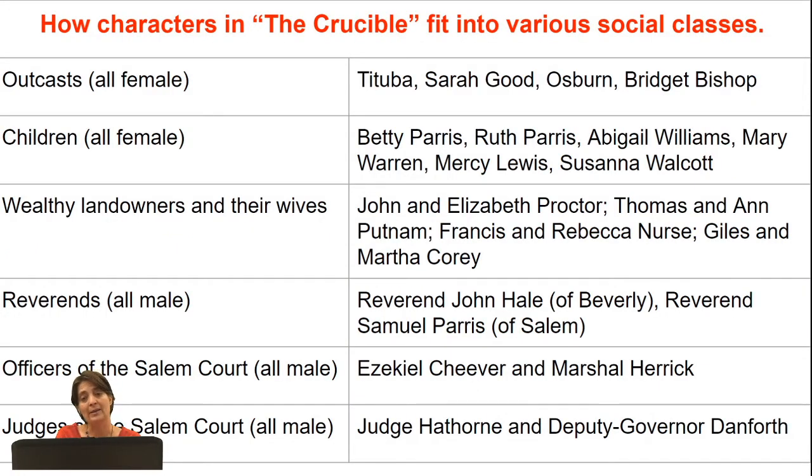So when we talk about the characters in the Crucible, we can see that they fit into various social classes, and I'm going to discuss them in order from those at the bottom of the power hierarchy towards those that are right at the top. So at the bottom of the power hierarchy, you'll notice that you have all female characters. So at the very bottom, you've got the outcasts. These are people like Tituba, Sarah Good, Goody Osborne, and Bridget Bishop.